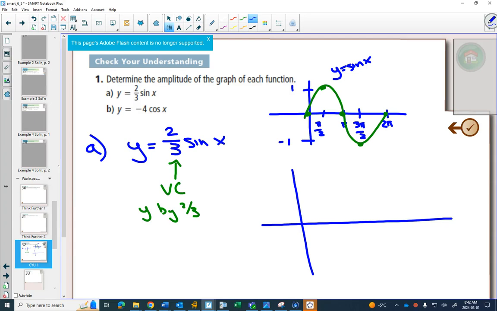Can you see that all the places where it's 0 are going to stay the same? Can you see your x values won't change? So I'm going to label my axes family again, because I'm only changing y values. But instead of going up to 1, because I'm multiplying y by 2/3, does it make sense that it changes up to 2/3? And instead of negative 1, negative 2/3. Still starts in the middle, then goes to maximum, to middle, to minimum, to middle.